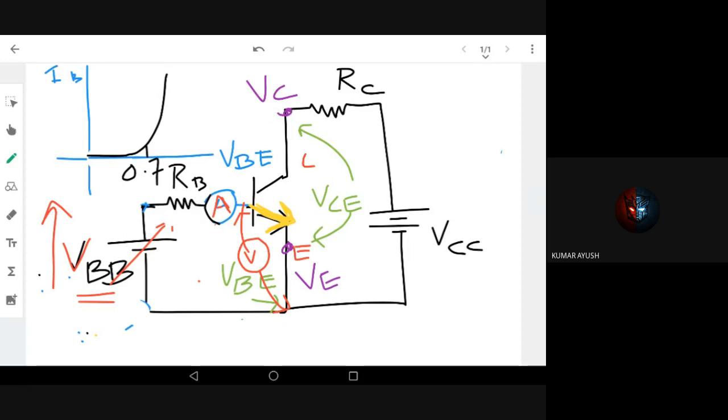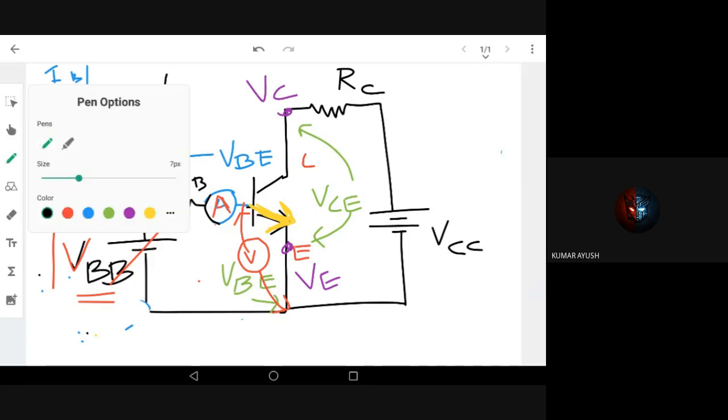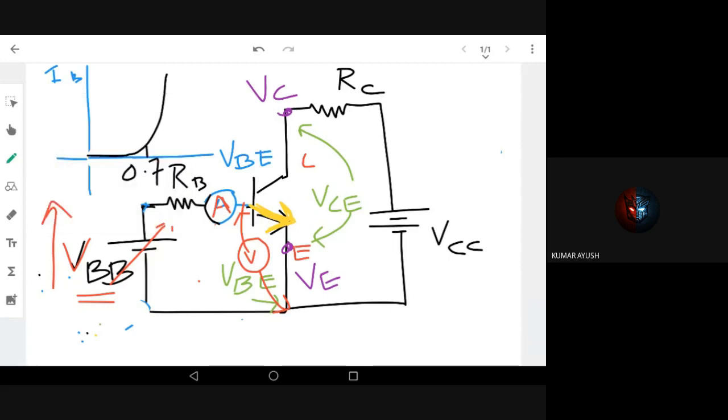Now let's have some equations of IB. Let's try to mathematically see what the equation of IB is. IB is controlled by RB. RB is controlling IB, and the voltage drop VBE is controlling IB.